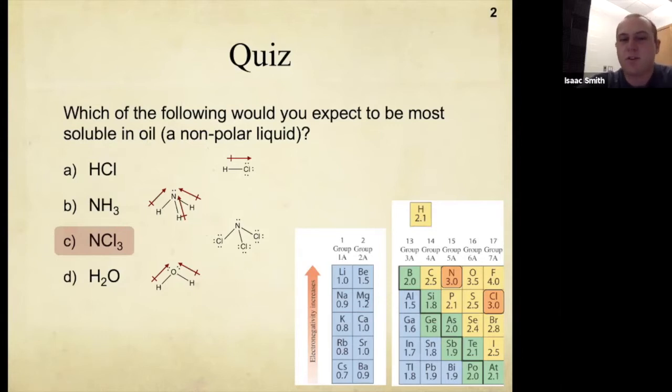And the same would have been true for a polar liquid. It would be the opposite, right? The most polar molecule is going to be the most soluble in the polar liquid. Generally, we'll talk about some exceptions in the next lecture.